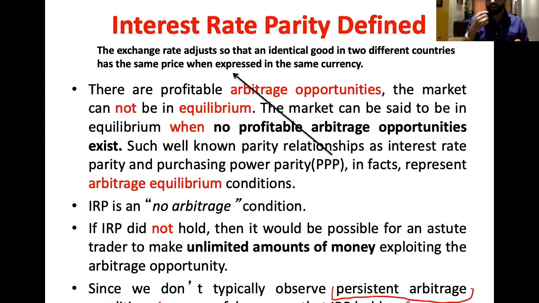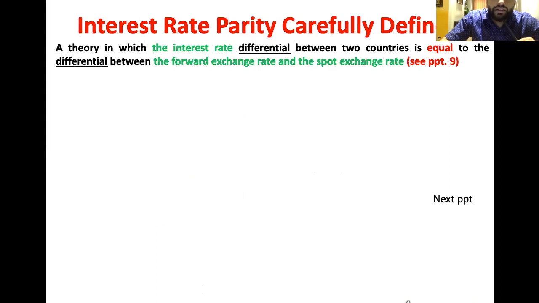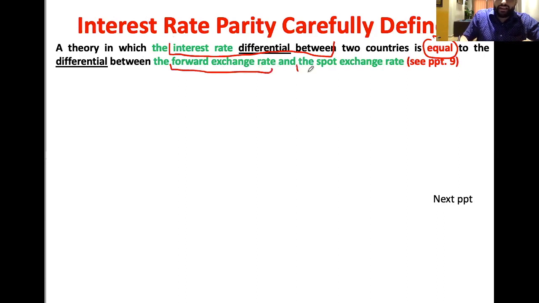Why is it like this? We will have a look at these things later on by doing some calculations. So this is a theory. What is interest rate parity theory? It's a theory in which the differential in interest rates between two countries is equal to the difference between the forward exchange rate and the spot exchange rate.